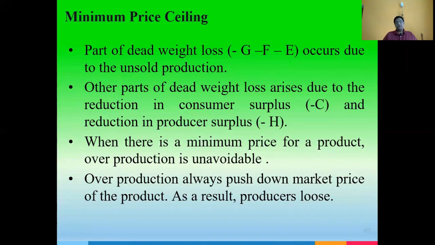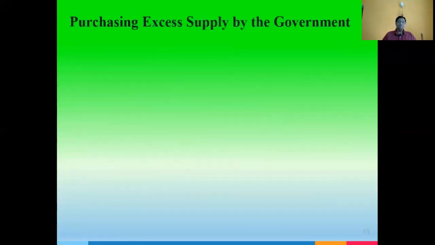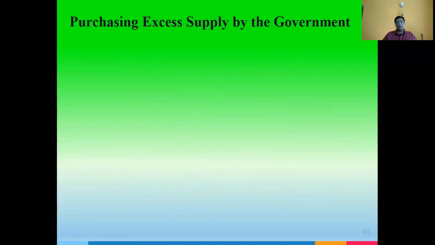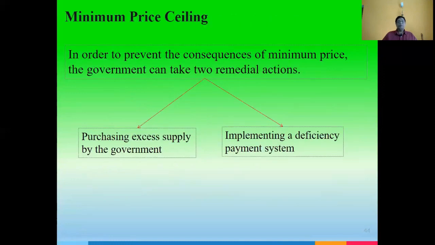The minimum price ceiling is imposed for the benefit of producers, but ultimately the result of the minimum price ceiling is very unfavorable for the producers. Therefore, the government can use another economic policy to maintain the minimum price ceiling successfully.